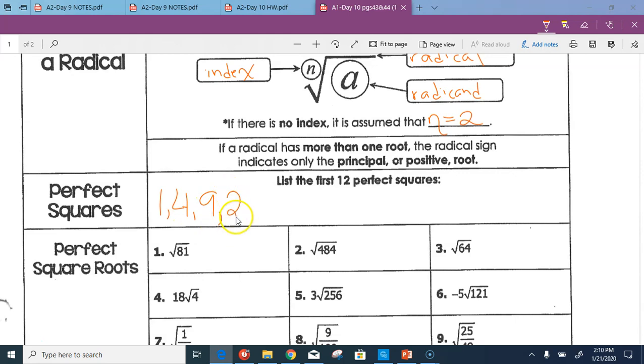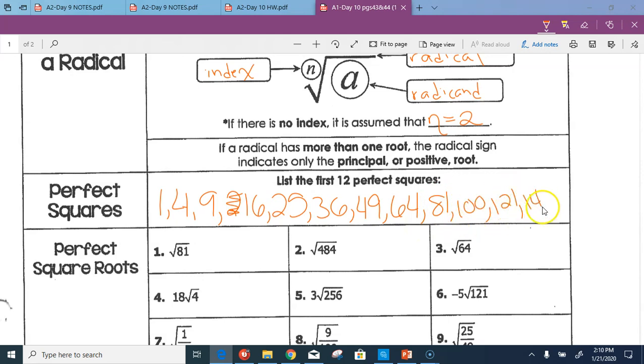4 squared is 16. 5 squared is 25. 6 squared is 36. 7 squared is 49. 8 squared is 64. 9 squared is 81. 10 squared is 100. 11 squared is 121. 12 squared is 144, and then we keep going, multiplying numbers times themselves. We're going to use this idea to work backwards.